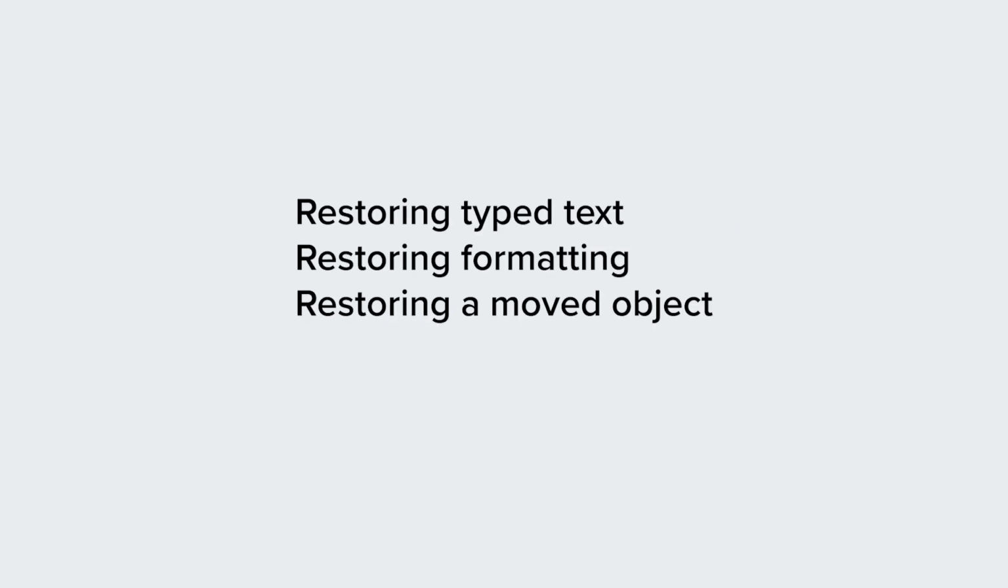You do not need to memorize this. You only need to recognize when a program is restoring something you just reversed. You usually see redo when text reappears after being undone, when formatting returns, or when a moved object goes back to its later position. Redo restores actions in the same order that undo removed them.